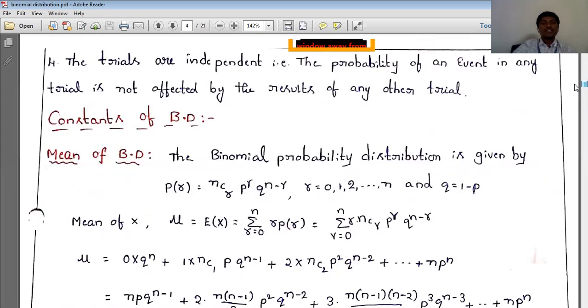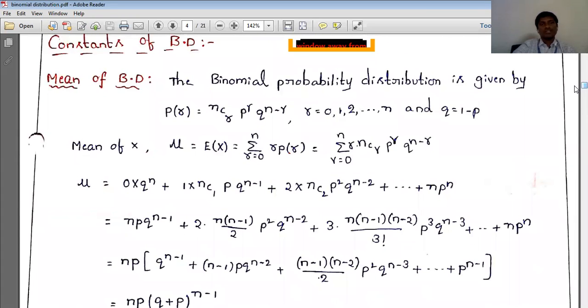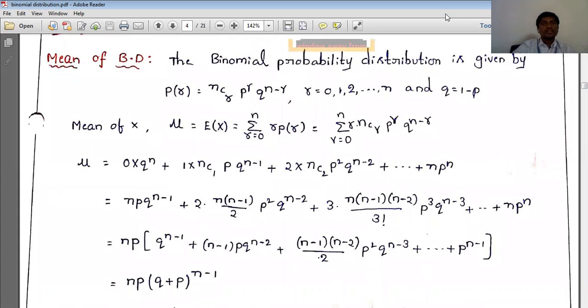And next, constants of the binomial distribution. Here we derive the mean and the variance of the binomial distribution. You will get all these things. So first, the binomial distribution is given by, taking the definition of binomial distribution, P(r) = nCr p^r q^(n-r), where r = 0, 1, 2, 3 and so on up to n. It means 0 successes and so on.